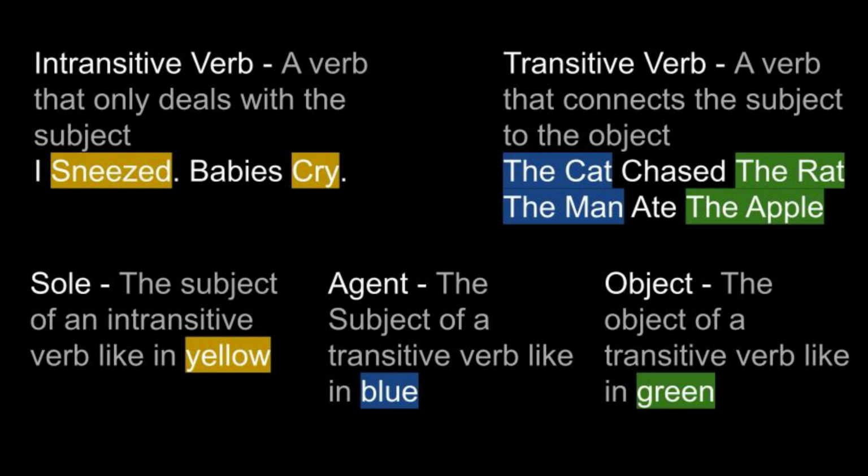The sole, or S, is the subject of an intransitive verb, like in yellow. The agent, or A, is the subject of a transitive verb, in blue. And the object, or O, is the object of a transitive verb, in green. There are two main types of morphosyntactic alignment: nominative accusative and ergative absolutive.